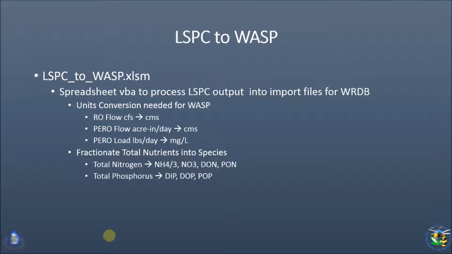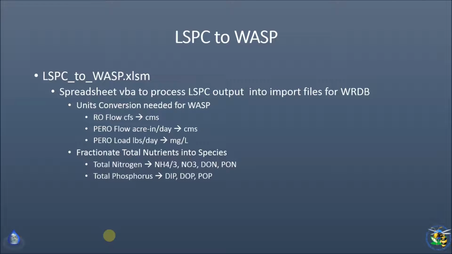It's also going to do a bunch of units conversion needed for WASP. The first thing is LSPC reach flows are in cubic feet per second. WASP needs them in cubic meters per second. The pero, or the sheet flow coming off, is in acre-inches per day, and that needs to be converted to cubic meters per second. The pero load that's coming off of the watershed also is in pounds per day, and we will convert that to milligrams per liter.